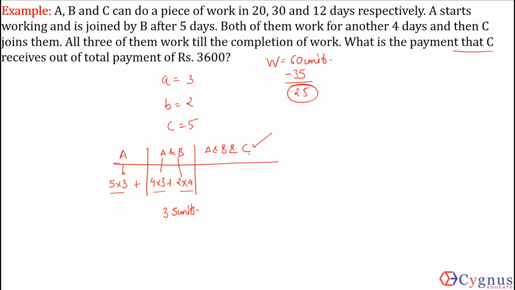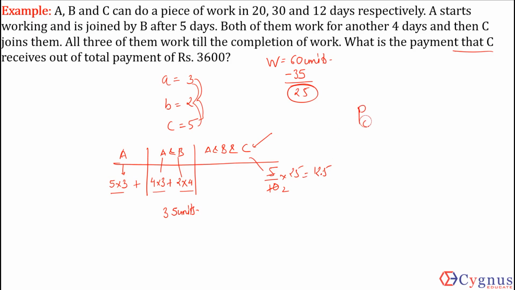Out of those 25 units, what would be the contribution of C? Look at this ratio. The ratio of their efficiency is 3 to 2 to 5. So out of these 25 units, C must have finished how many units? 5 by 3 plus 2 plus 5, that is 5 by 10, into 25. This is 12.5. That means C must have contributed only 12.5 units out of the total work.